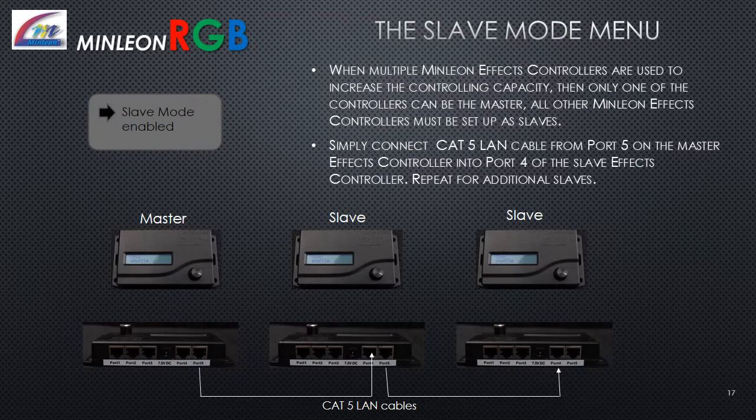The Slave Mode menu. When multiple Minleon effects controllers are used to increase the controlling capacity, then only one of the controllers can be the master. All the other Minleon effects controllers must be set up as slaves. Simply connect a Cat5 LAN cable from port 5 on the master effects controller into port 4 of the slave effects controller. Repeat for additional slaves.